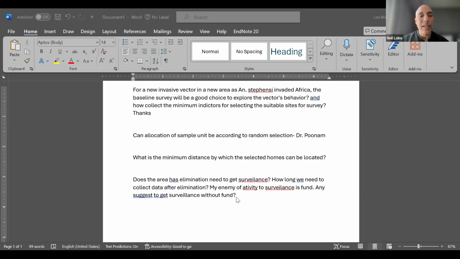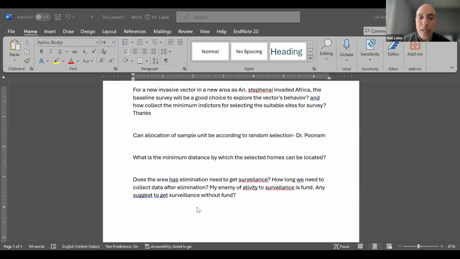The second question is, can allocation of sampling units be random? Absolutely. It is better to be random so that you know you're not biasing your data. Of course, this is also based on your question. For example, if your question is, are mosquitoes resting more in traditional structures versus concrete structures, you'd want to randomly select your traditional structures and randomly select your concrete structures, right? You'd want a representation of both, not just a random selection across your village. Random can actually be a very good thing.